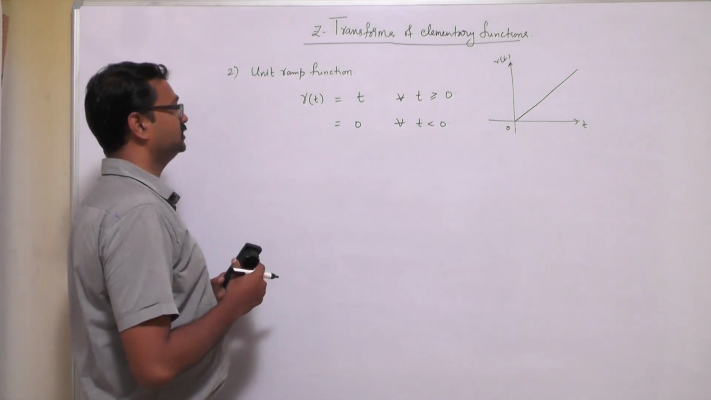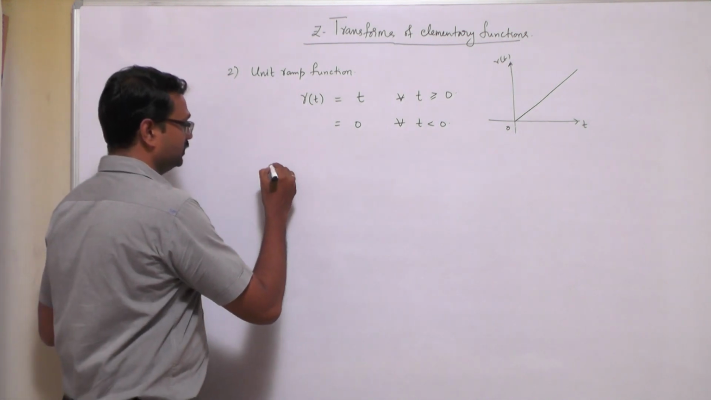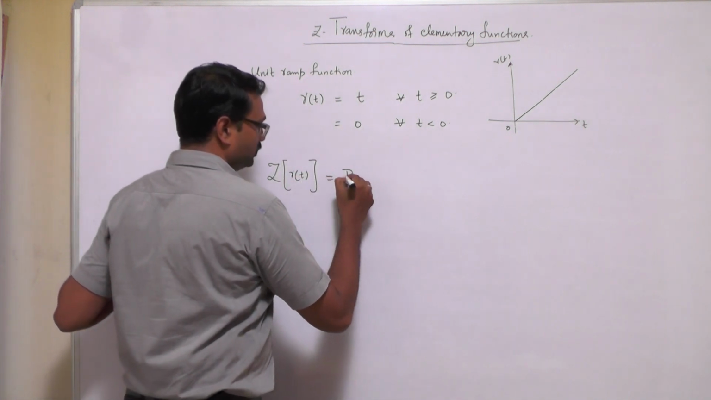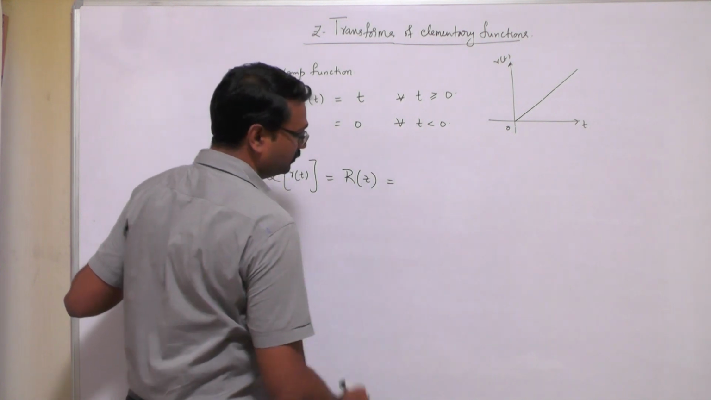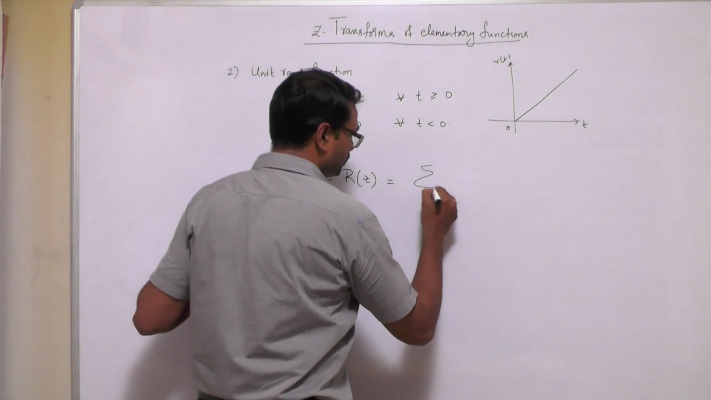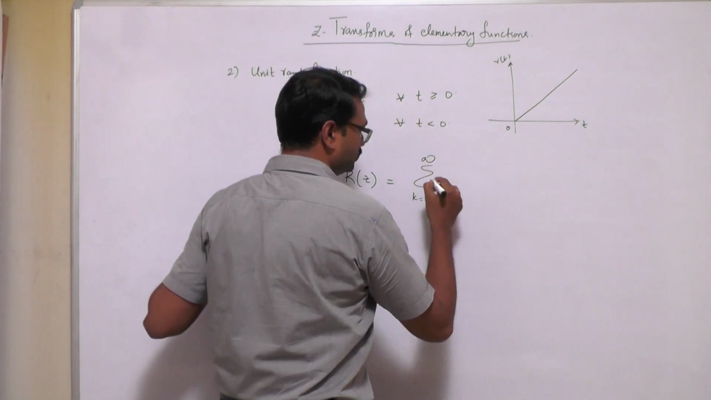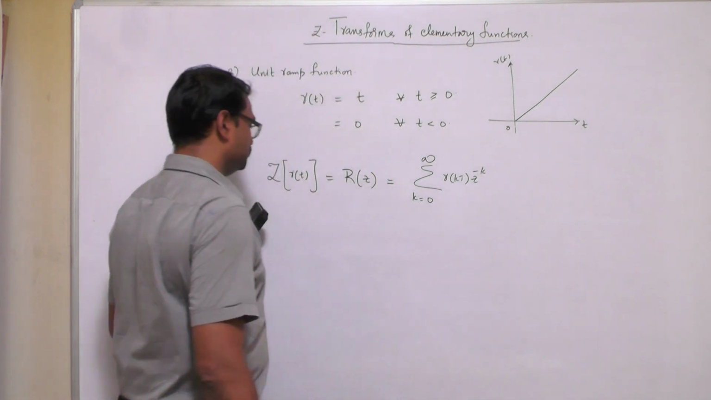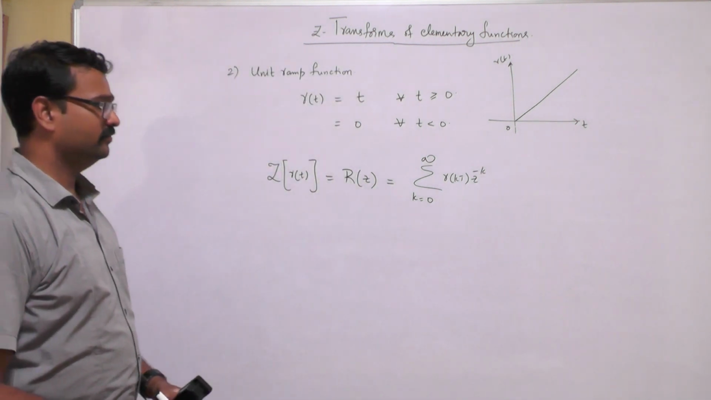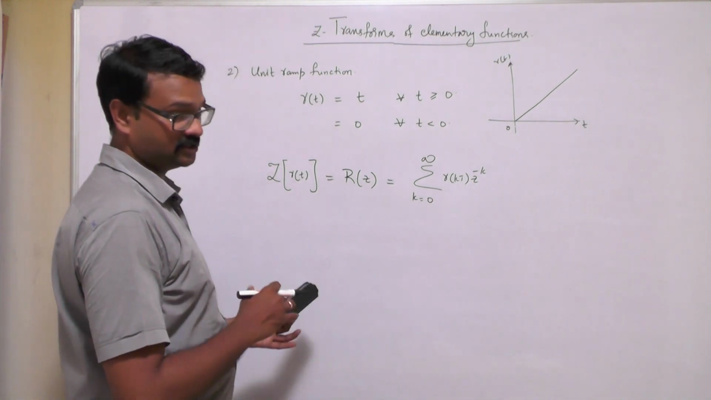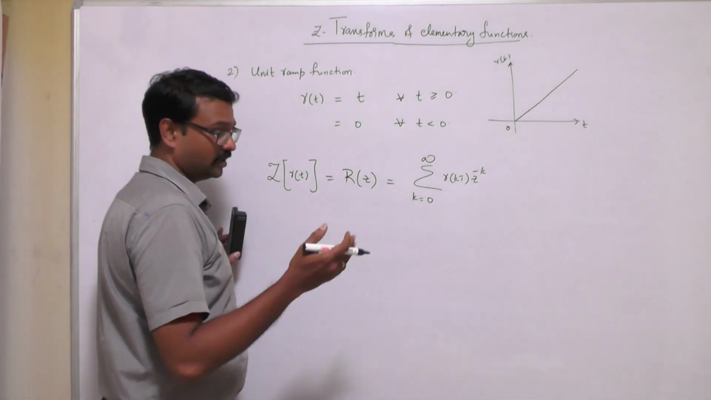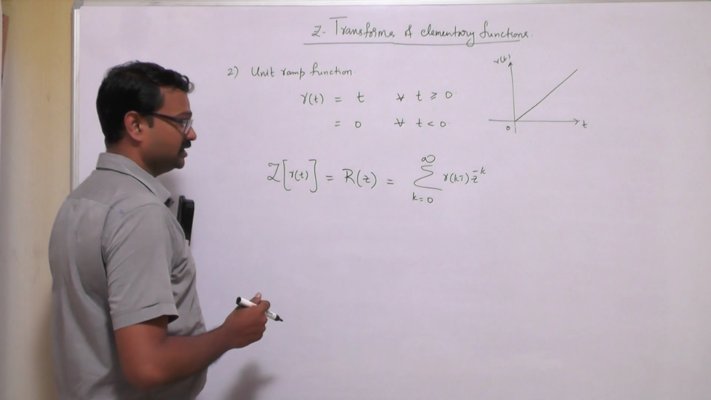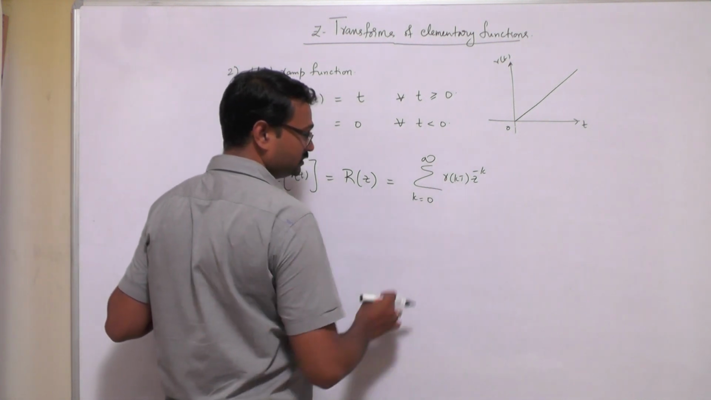For this function, what is the z transform we are trying to find out? Z transform of r of t, which is equal to R of z, is nothing but sigma k from 0 to infinity r of kt z power minus k. Instead of r of t, you can conveniently use r of kt. In this case, this is a sampled data signal, because z transforms are applied on sampled data signals. Once the continuous time signal is applied to a sampler, you will get a function which is r of kt.